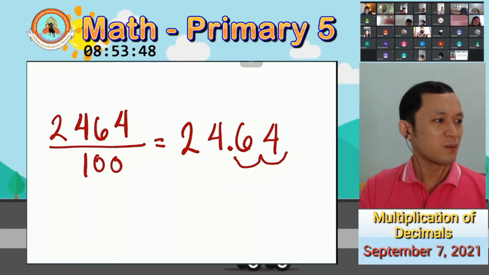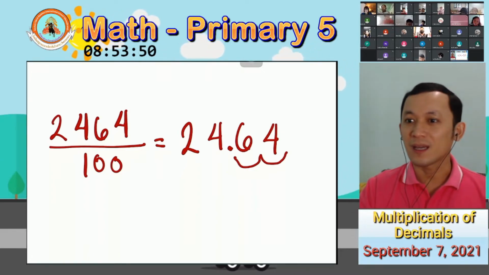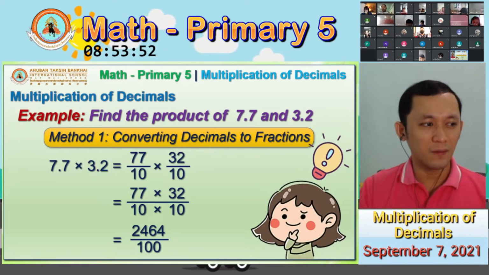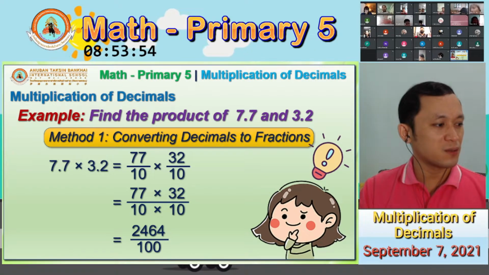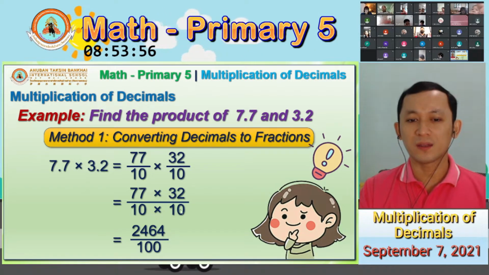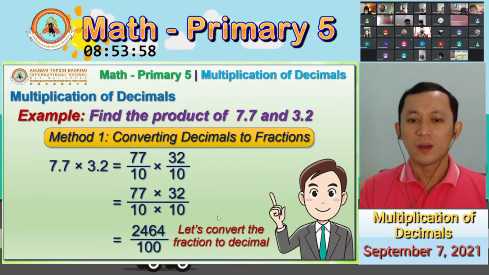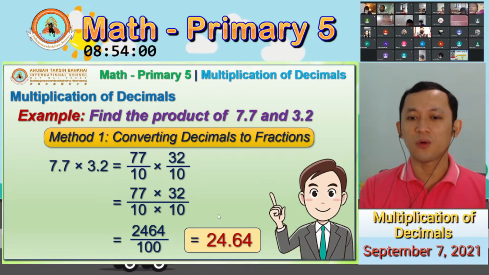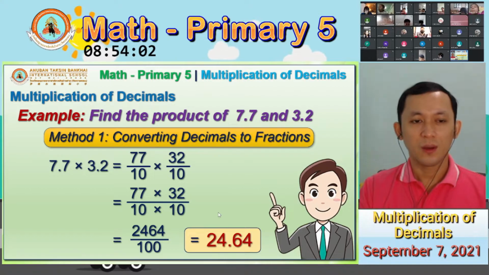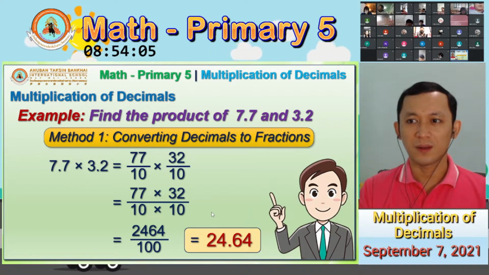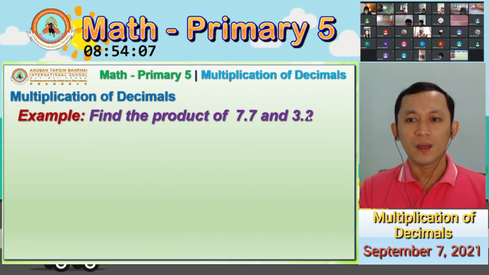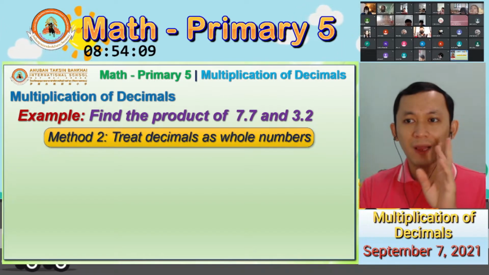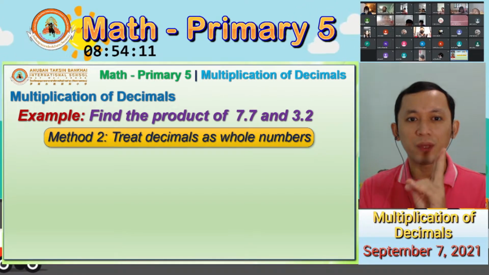24.64. Cancel. Yes. So again, we have 2,464 over 100. That will be now, we have 24.64. Okay, very good. Next, that is method 1. Now let's have method 2.